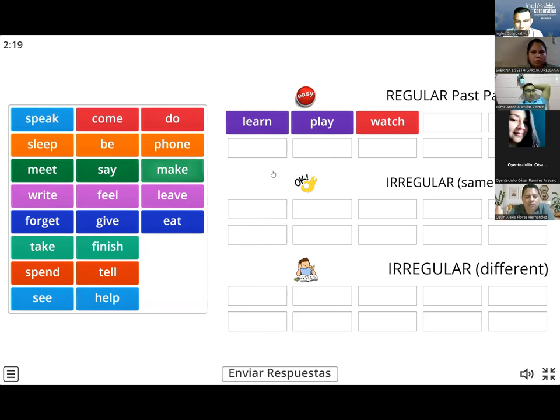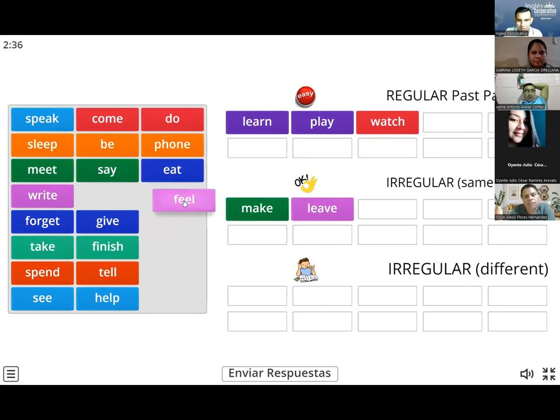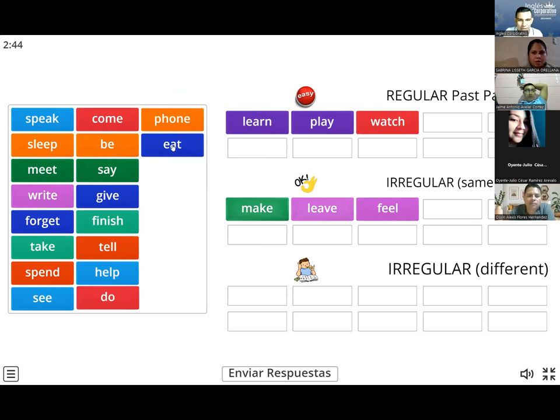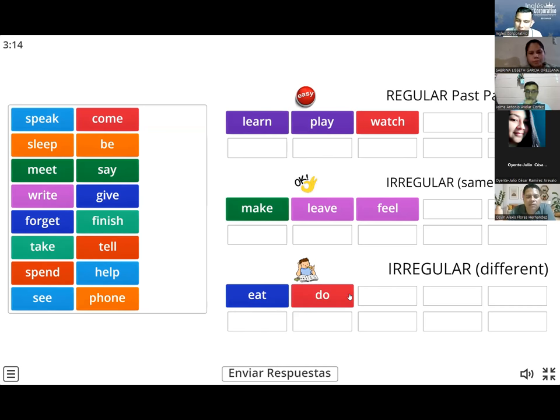Okay. How about make? Irregular. Live? Irregular. Feel? Irregular. Eat. Irregular. Same as column two or different? Different. Do? Irregular, same or different? Different. Exactly, because we have did and done. Do, did, done. It changes in the three forms.